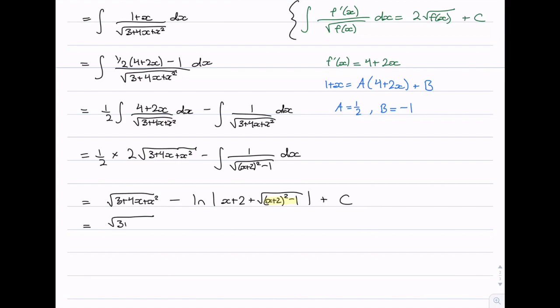And we can write it as 3 plus 4x plus x squared minus log of x plus 2 plus the square root of 3 plus 4x plus x squared, and then plus a constant. And that's the end of the third example.